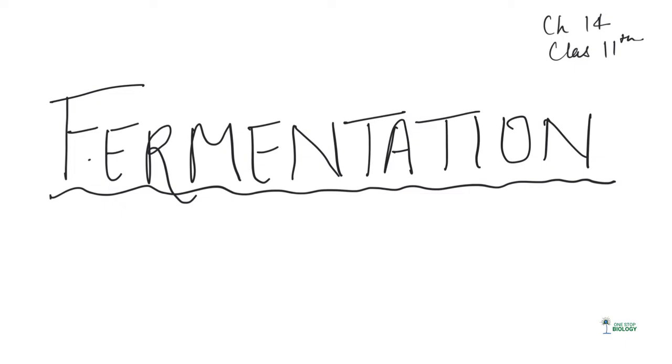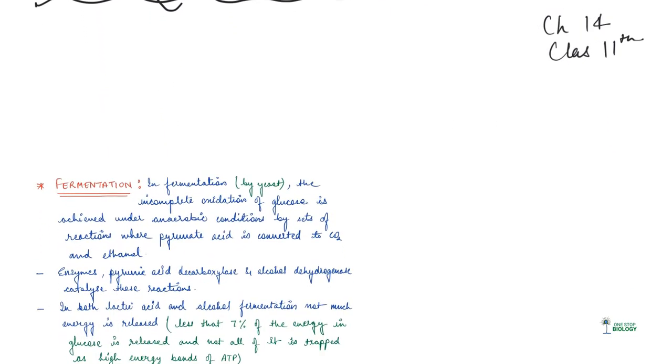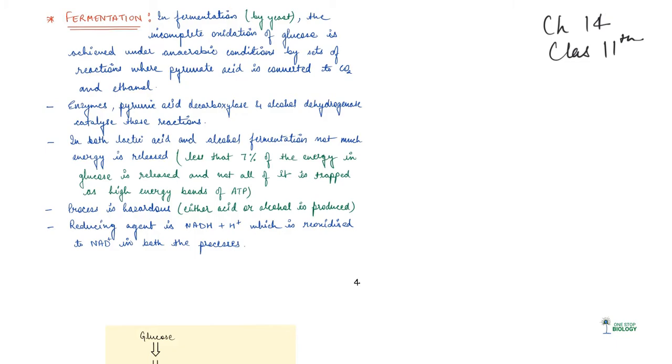So guys, what is fermentation? Right? Now, we have seen various examples of fermentation, like we have seen fermentation in yeast, right? So basically, guys, fermentation is nothing but incomplete oxidation of glucose, and this is achieved under anaerobic conditions by a set of enzymes where pyruvic acid is converted to carbon dioxide and ethanol.